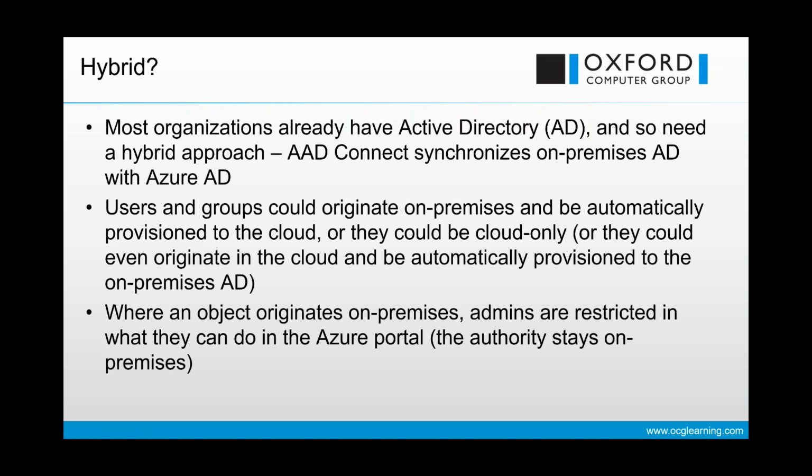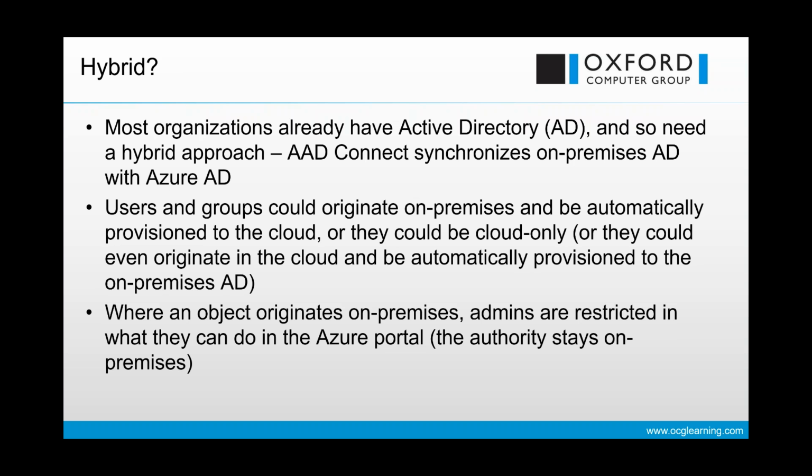I also want to just mention the word hybrid in relation to this. Most organizations already will have Active Directory, and so will need a hybrid approach. In other words, they'll need some kind of synchronization between their users that they are already managing on premises and their users in the cloud. In fact, the normal way in which these things happen is that you start with your Active Directory users and you project them, you provision them into the cloud using AAD Connect, which is a program you can download and run perhaps on one of your servers, perhaps one of your domain controllers even, and you can set up synchronization.